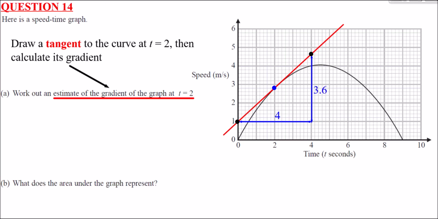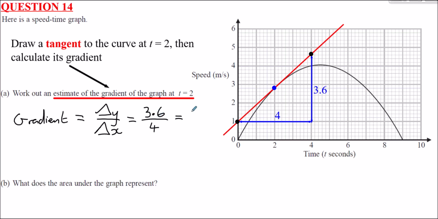We can now compute the gradient of the graph. So the gradient is the change in y divided by the change in x. In our case, change in speed divided by the change in time. So the change in the y-axis is 3.6, and the change in x is 4. Think of it as 36 divided by 4. Well, 36 divided by 4 would be 9, therefore 3.6 divided by 4 is going to be 0.9.